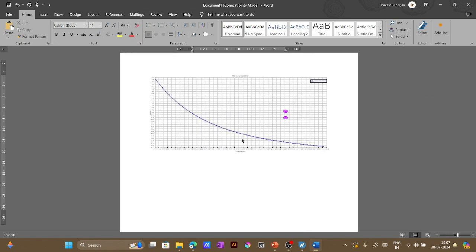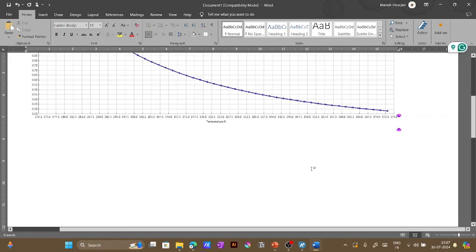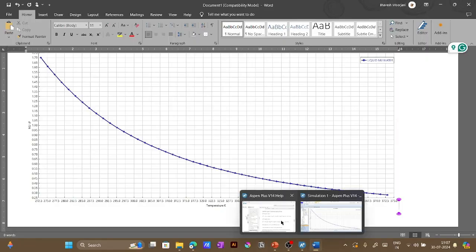Let's see. So you have the viscosity data already present. So this is how you can compute.